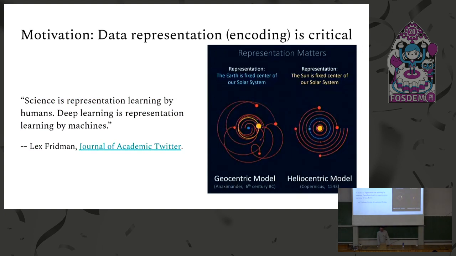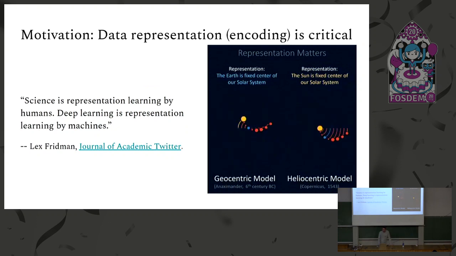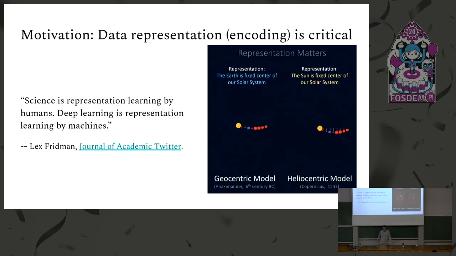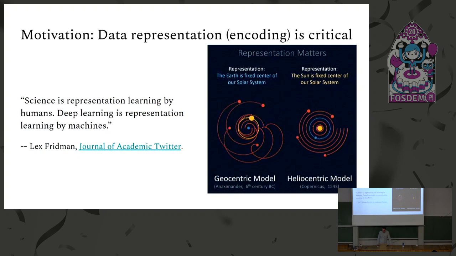And the motivation of why this is important, this is not just in the quantum world and the classical world, how you represent data is critical to the success of a machine learning model. So on the left here, you're seeing the geocentric model of the solar system. And the orbit of the planets in this case is very complicated. And you can imagine it would be harder to learn than the heliocentric model on the right, in which everything is just a nice ellipse, essentially a circular orbit.